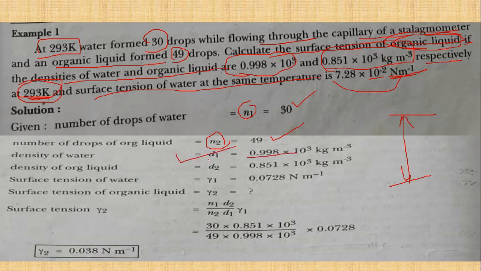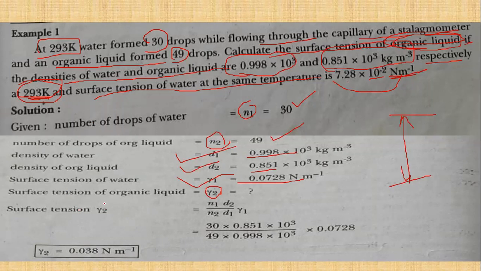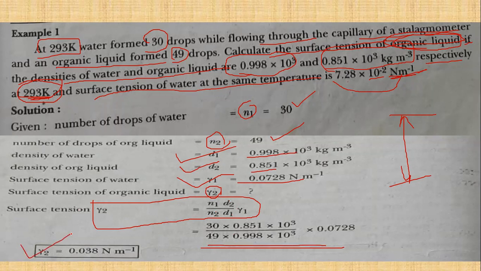You have the density of water, you have the density of other liquid. Okay, you know the surface tension of water that is given and you have to find out the surface tension of other liquid. So by using our formula, this is the formula by which you can find out gamma 2, the surface tension of other liquid: gamma 2 is equal to n1 d2 upon n2 d1 into gamma 1. So put the values over here and you will get the surface tension for the other liquid.